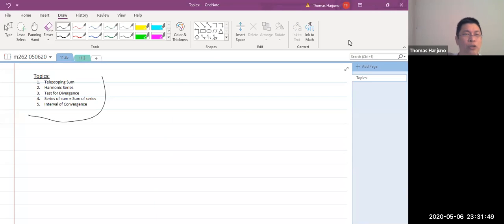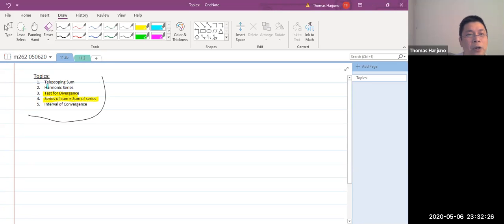We will continue with our section 11.2. Last time we already finished the definition of infinite series, and we did one very big series that you encounter a lot in math called the geometric series. Today I will continue with more topics, even though it seems to be 5 topics here, the following are actually quite short.